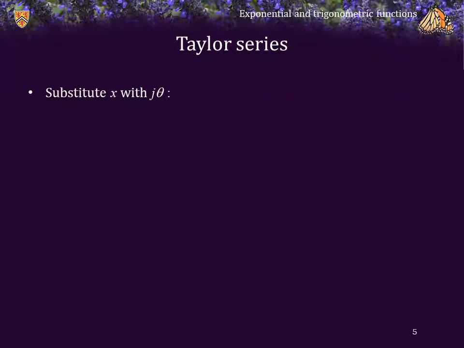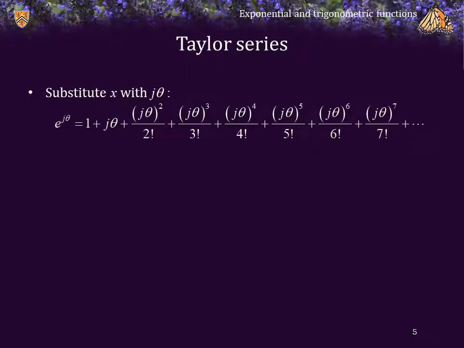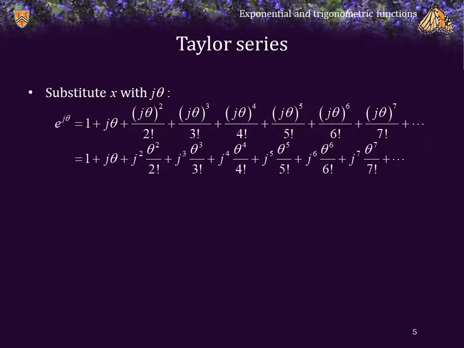Now, let us substitute x with j theta. In this case, we see that e to the j theta is equal to 1 plus j theta plus j theta all squared over 2 factorial plus j theta cubed over 3 factorial, and so on. But remember that the power of a product is the product of the powers. Therefore, we can take out the j and rewrite this series as follows.